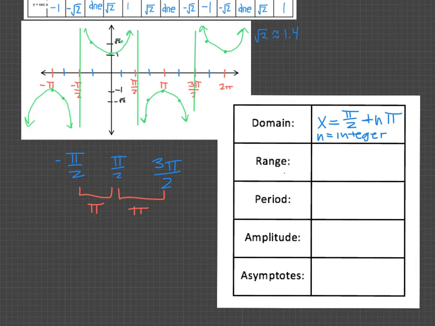Now that also gives us the asymptotes. So the domain is not including those values of x. The asymptotes are those values of x.